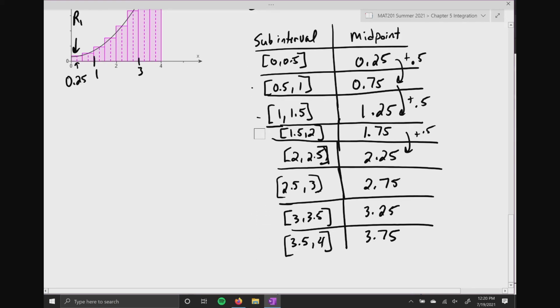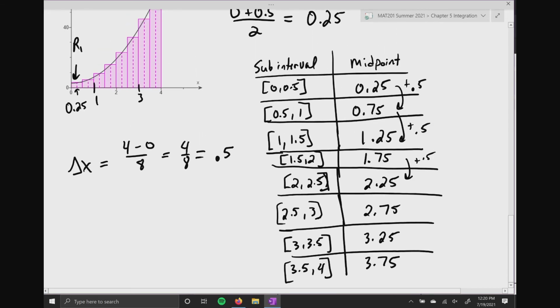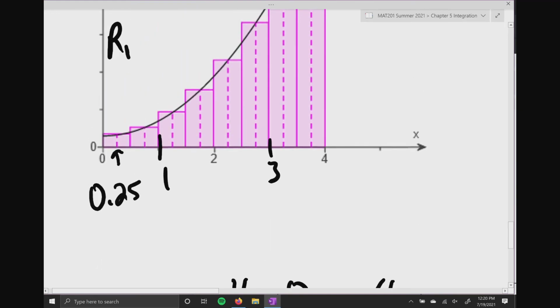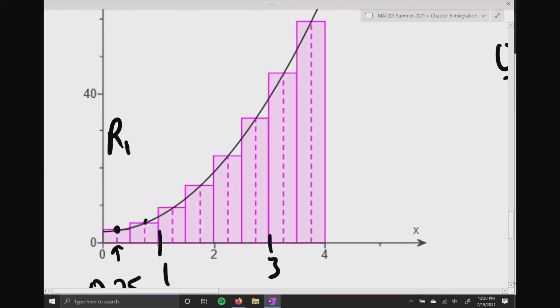Good. We have all the midpoints. And if we looked at just delta x of the entire interval, we're going to get 4 minus 0 divided by 8, which is 4 over 8, which is 0.5, which is what it should be, because we are moving 0.5 units to the right every time we create a new rectangle. All right. So now you got to find the heights, and I'm going to zoom in for us here. You got to find the heights of each one of these midpoint rectangles, because that is where it hits the function.